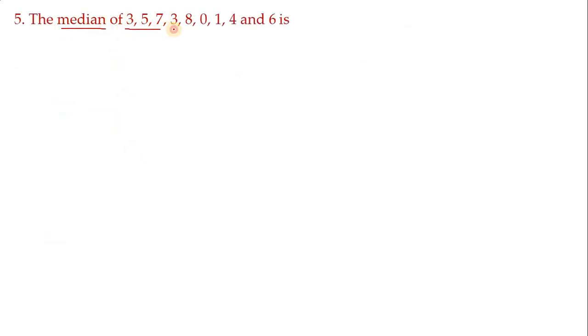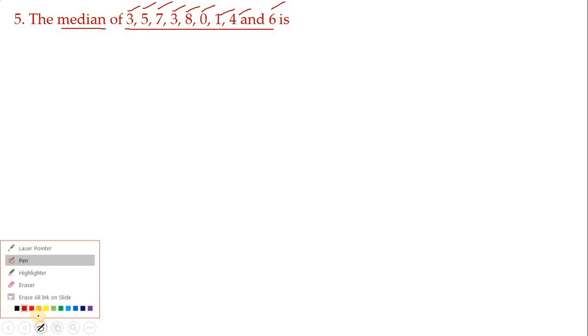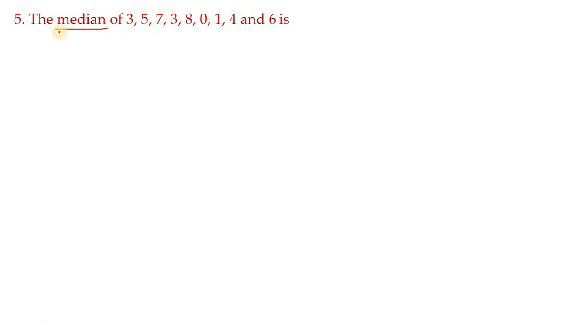The median of these numbers, I mean 3, 5, 7, 3, 8, 0, 1, 4 and 6. Children, now remember the meaning of the median, what I said. Median means middlemost score, and moreover see here the scores are given randomly, not in ascending order or descending order. Hence whenever you are finding a median for ungrouped data, the very first thing is to arrange the numbers in ascending order. You can arrange in descending order also, but my suggestion is to arrange in ascending order.